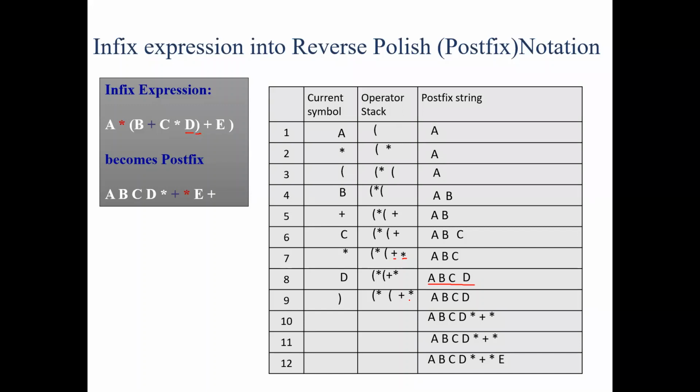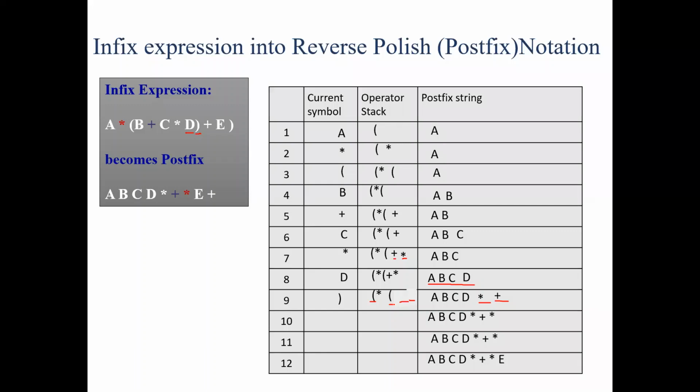Ma'am, bracket and multiplication. On top of the stack, what do you have? This is at the bottom of the stack. On top of the stack, we have a multiplication, right? So we will be popping out multiplication, and it will be printed over here. Then on top of the stack, we have an addition symbol that will be popped out and printed onto the display. Then you have a left parenthesis.